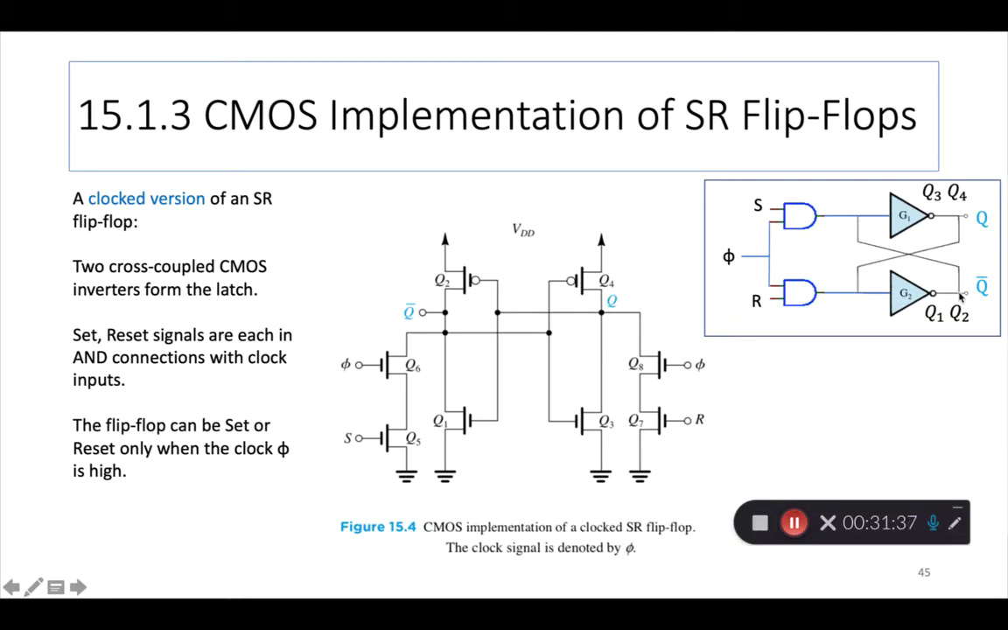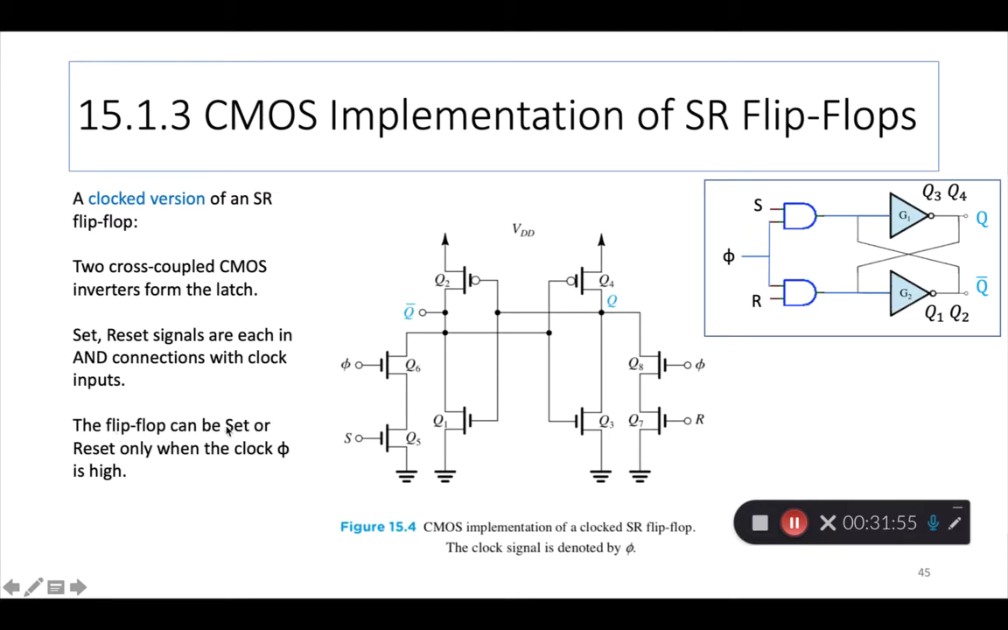Now the feedback is also there, the cross coupling. So the output of G2 is connected to the input of G1. Similarly, the output of G1 is connected to the input of G2. So that cross coupling is also here. So that makes it a slightly complicated circuit, but I'm sure by now you're able to handle this.